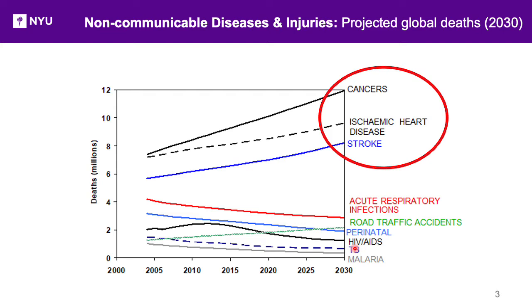So over the next 30 years, whether you're in low and middle income countries or high income countries, mortality is going to be due to non-communicable diseases as compared to communicable diseases.